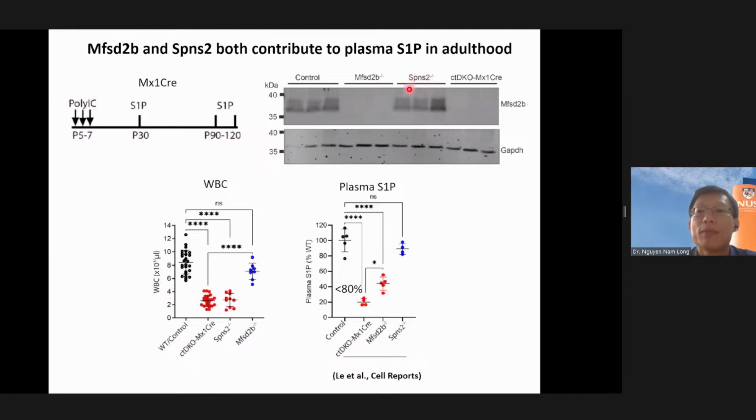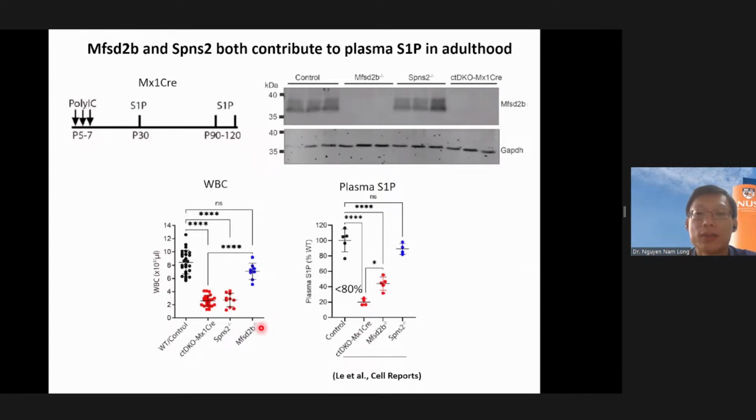For SPNS2, because it is not expressed in red blood cells, we can still see the expression of MFSD2B. And in order to see the knockout of SPNS2, we use a surrogate marker. We use lymphocyte level, because when we knock out SPNS2 in mice, in the single knockout, we can see a reduction of lymphocytes. This is the wild type, and this is the single knockout for SPNS2 in comparison with the double knockout, whereas the single knockout for MFSD2B slightly reduces the lymphocyte level in blood. So in this case, we think that we have a good knockout system.